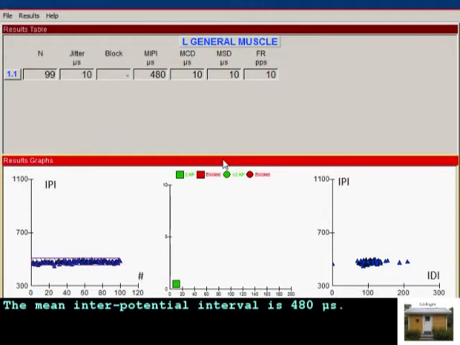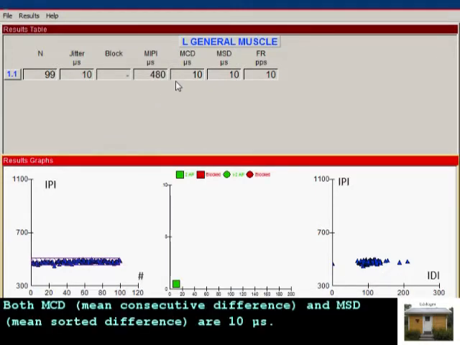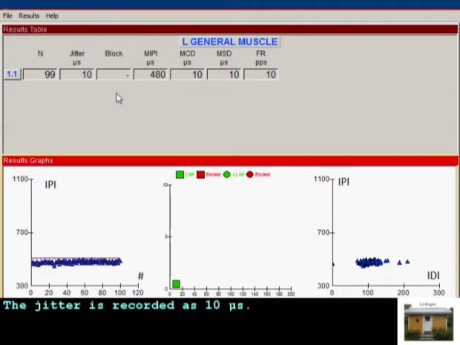The mean interpotential interval is 480 microseconds. Both MCD and MSD are 10 microseconds. The jitter is recorded as 10 microseconds.